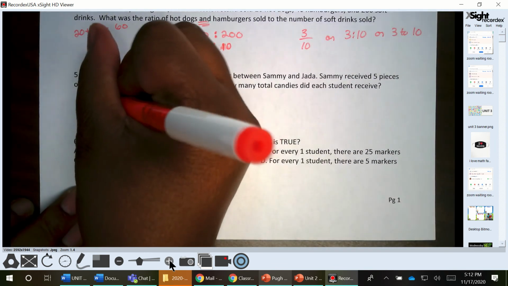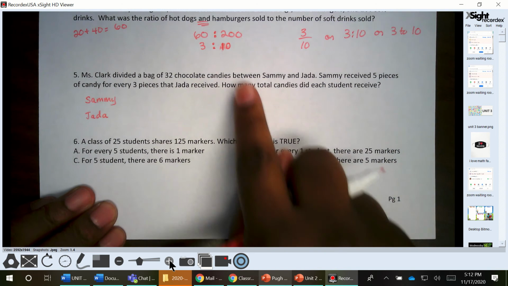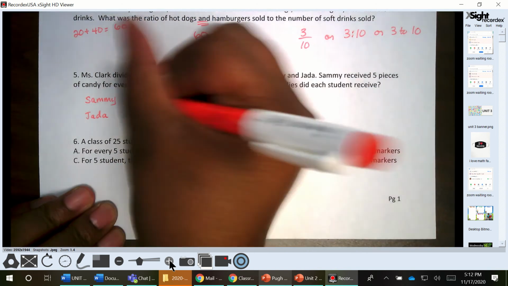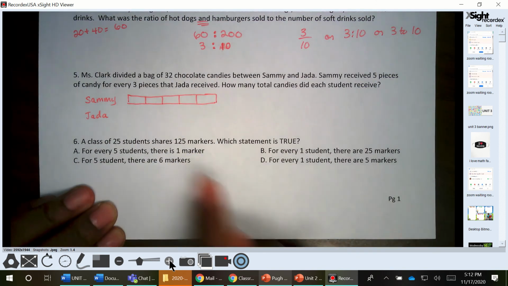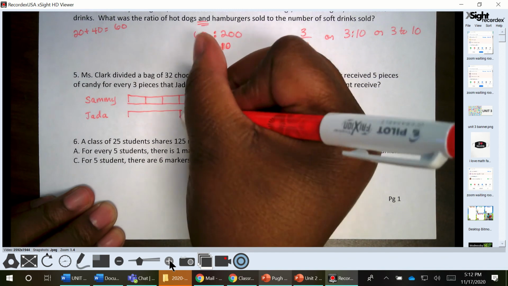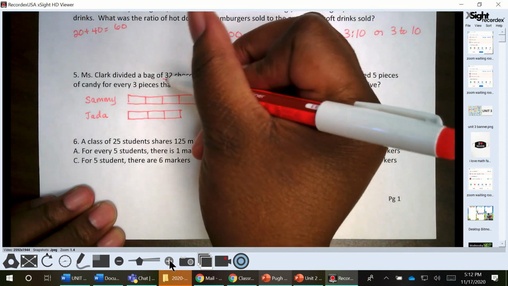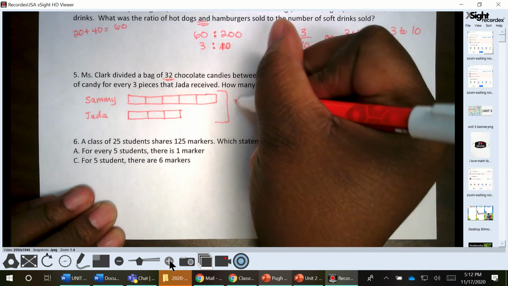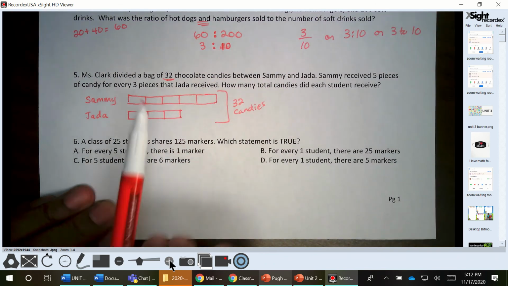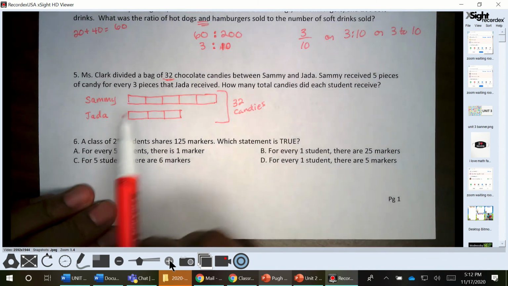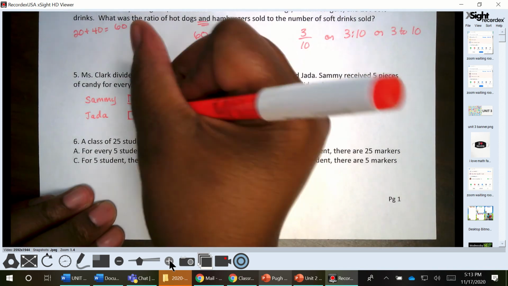So I'm going to label Sammy and Jada. And it told me that the ratio, Sammy received 5, so I'm going to go ahead and make my bar with 5 boxes. And Jada received 3. Okay, and the problem told us that there were a total of 32 candies. So remember, each of these boxes all have the same exact amount in them. So I'm splitting up these 32 candies in 1, 2, 3, 4, 5, 6, 7, 8 boxes. So that means that 4 goes into each box.